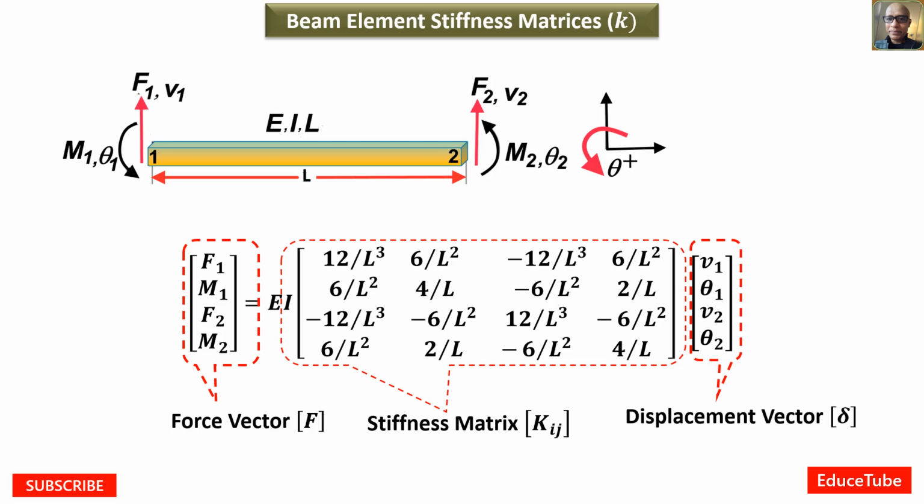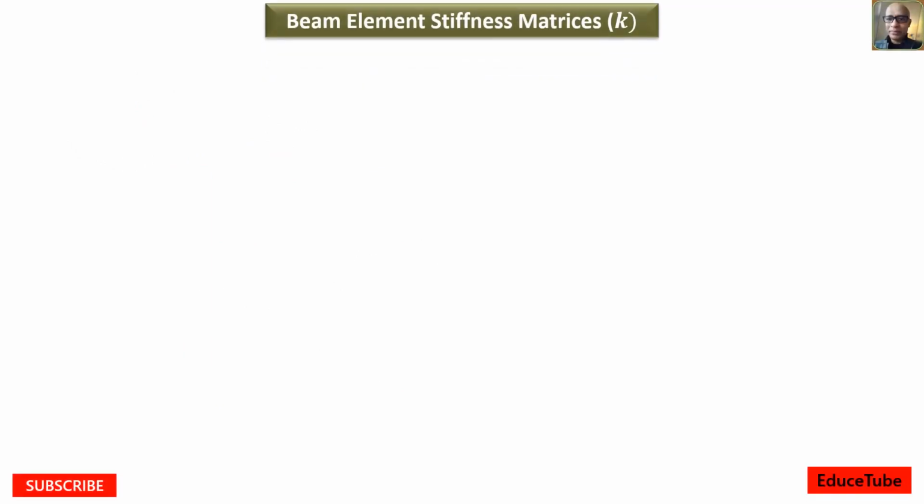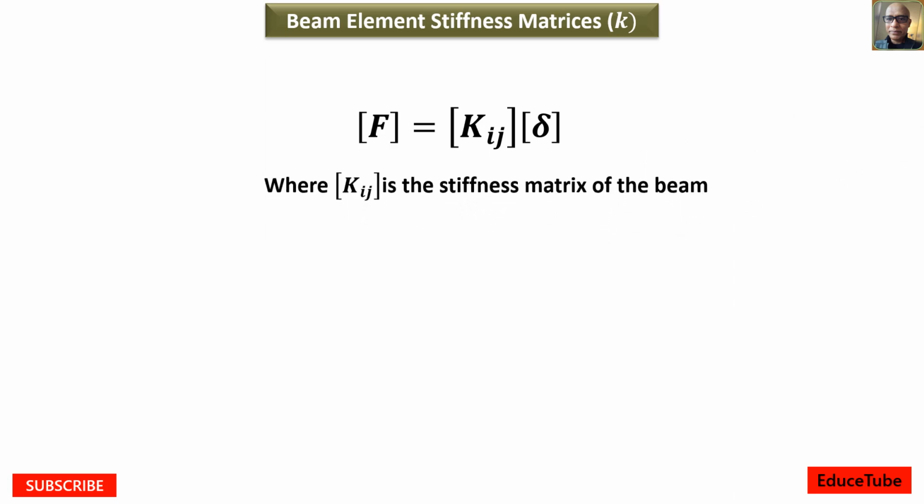In a common way, we can write Kij in generalized form. Here I wrote that 4 by 4 matrix as Kij in generalized form, where Kij is the stiffness matrix of the beam.